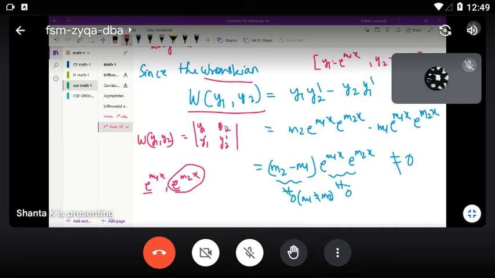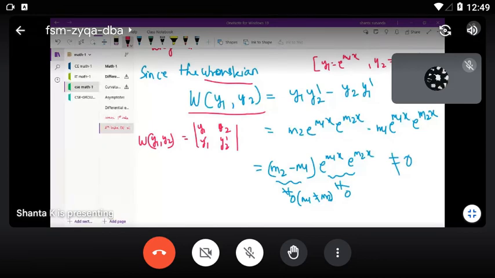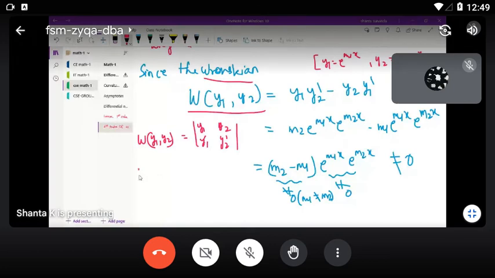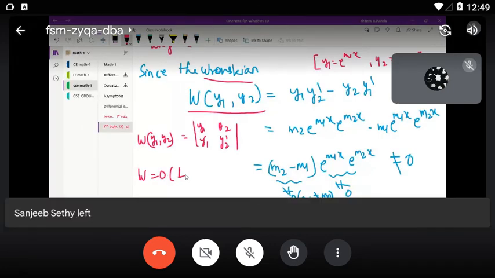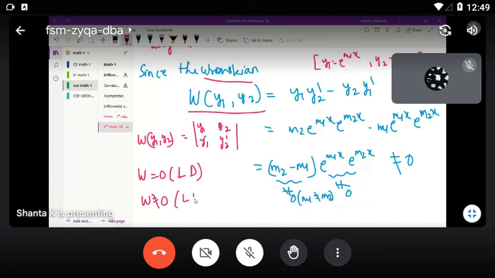You will get to know this one in linear algebra, which is in the second semester. Yes, that's in the second semester. So if W equals 0, linearly dependent. If W, the Wronskian, is not equal to 0, it is linearly independent.